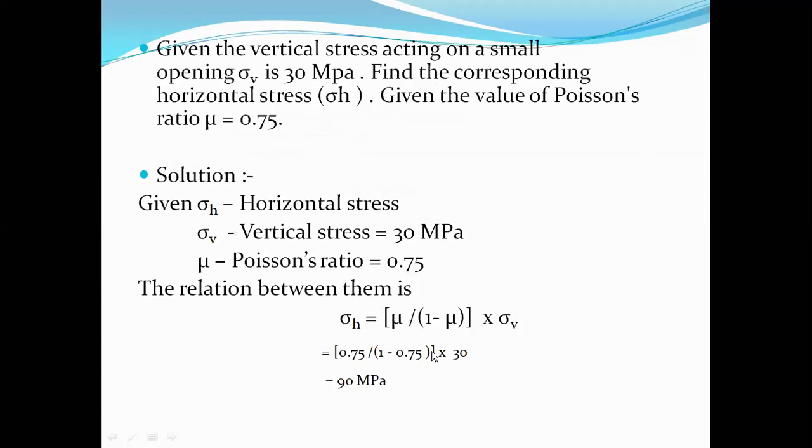So sigma h is equal to mu by 1 minus mu into sigma v, where mu is 0.75 by 1 minus 0.75. That's nothing but 0.25 into 30. So this is going to be 3 into 30, which is 90. So it's going to be 90 megapascal. These kinds of simple problems you might come across in the examination. Next one, let's move on.